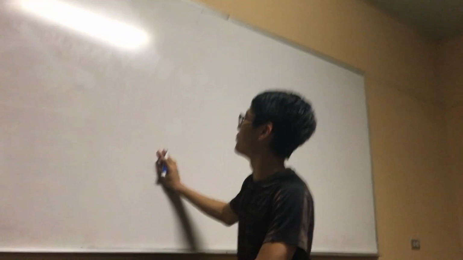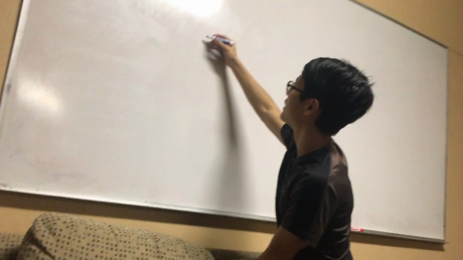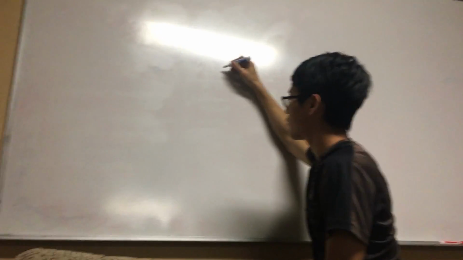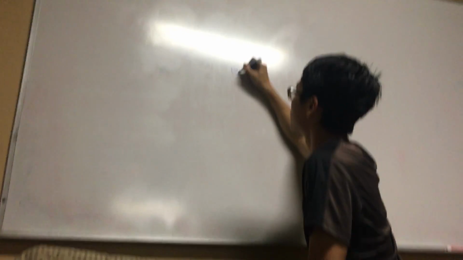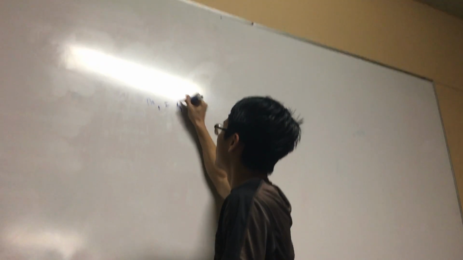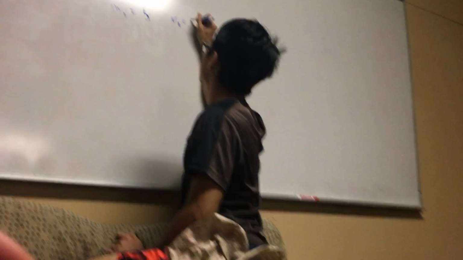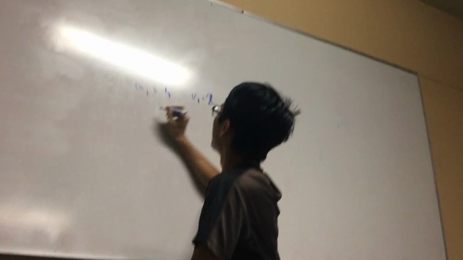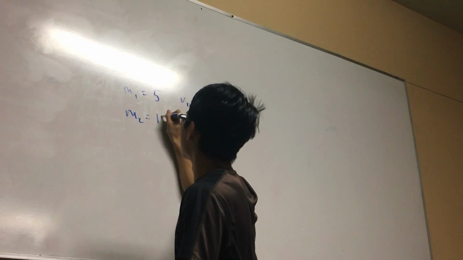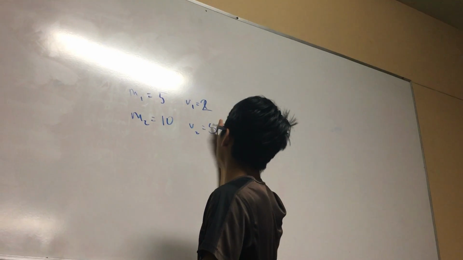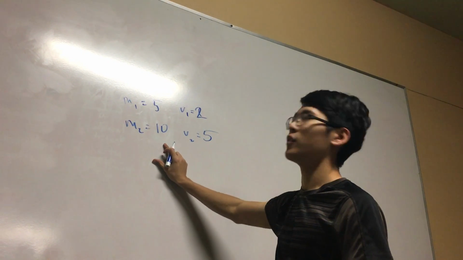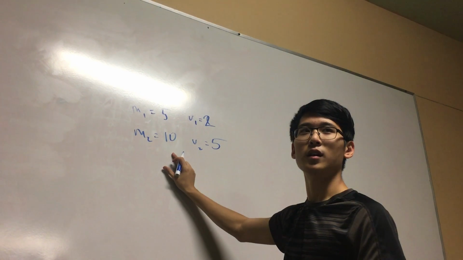Alright, let's say we have an elastic collision, okay? And you're given the initial conditions, so say m1 is equal to 5 and v1 is equal to 2, and then m2 is equal to 10 and v2 is equal to 5, whatever. How do we know the final products of the collision?